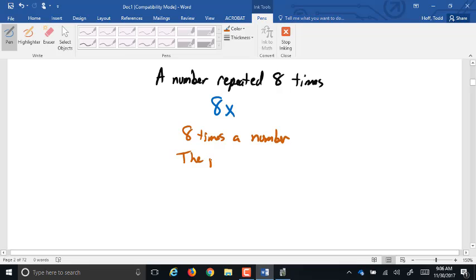Multiple. Yeah. Product is the one that you're looking for. The product of 8 and a number. If you said the product of a number and 8, it would also be the same thing. We could say multiply a number and 8 or an 8 and a number.